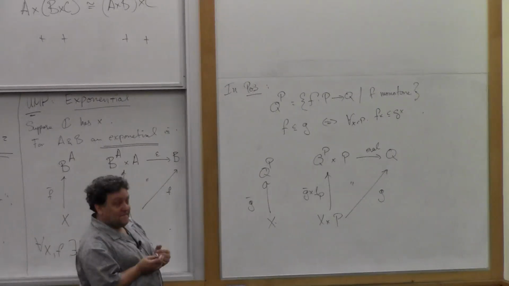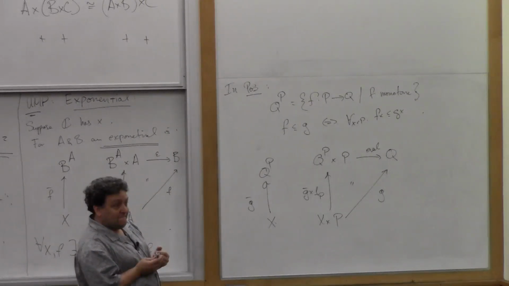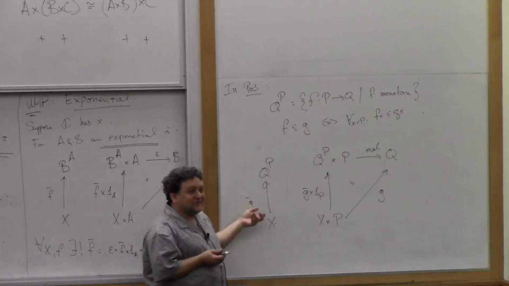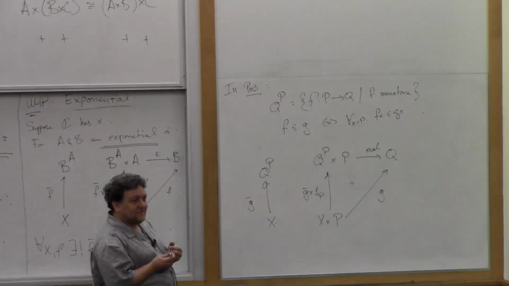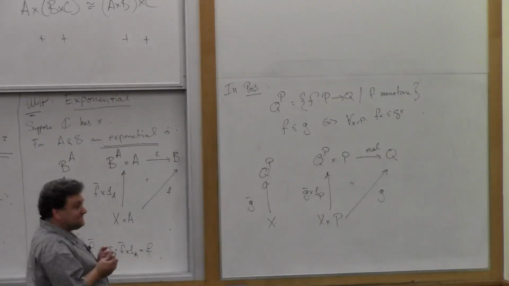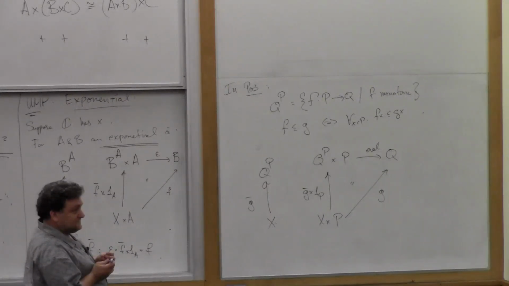Where does the fact that the elements of Q to the P are monotone come in? In this proof, why do you need it? You go through the details of the proof. It's a good exercise to check. But the idea of why we put monotone here is the idea that the exponential object must look like a function in this category?